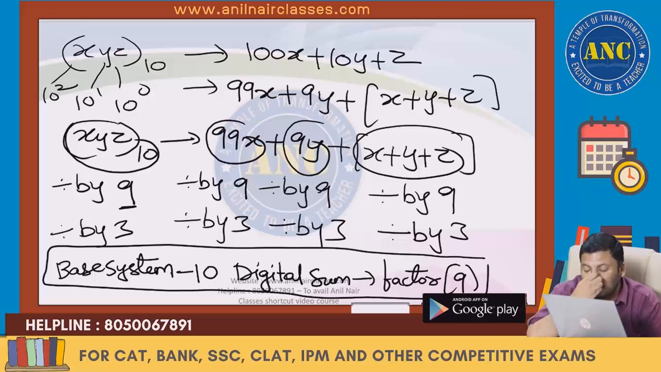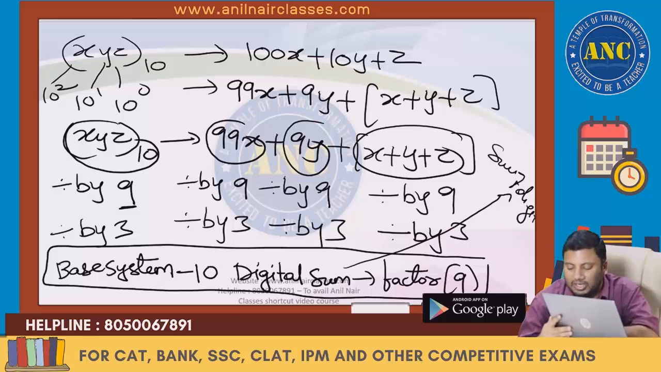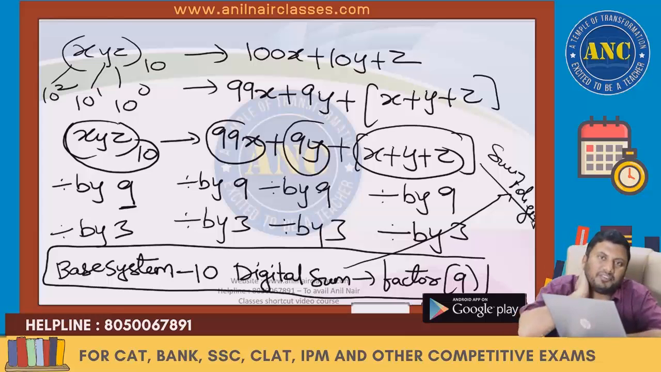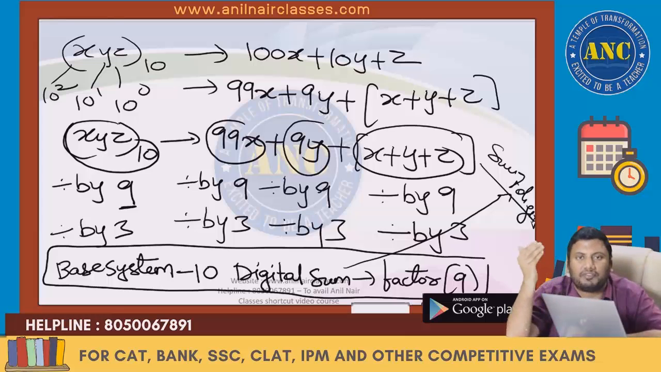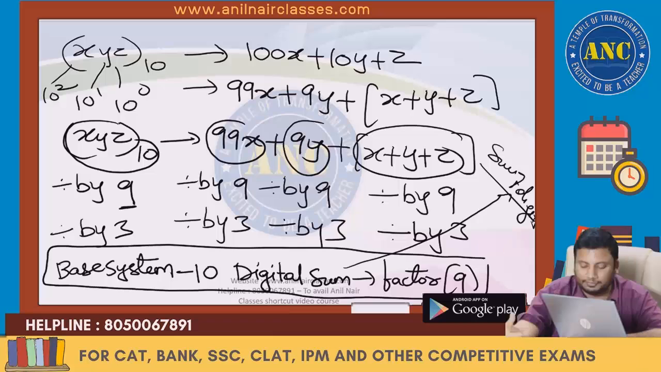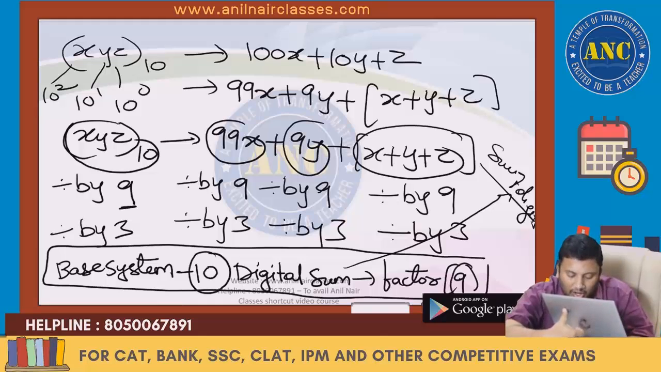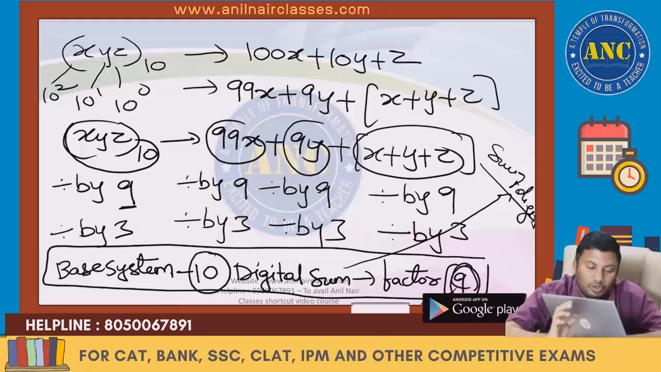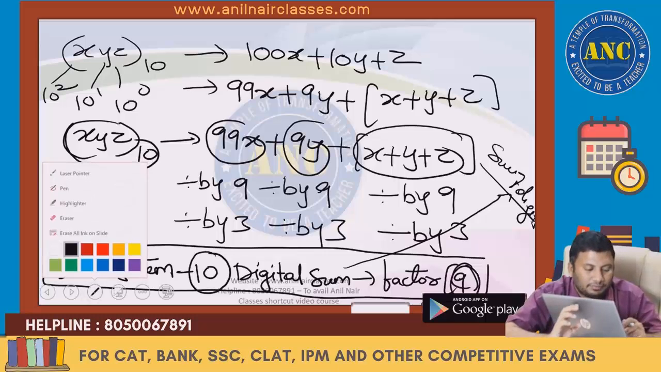What do you mean by digital sum here? Sum of the digits. The sum of the digits rule is also applied for the factors of 9. The factors of 9 are 1, 3 and 9. The 3 divisibility rule is the sum of the digits. The 9 divisibility rule is also the sum of the digits. This is not important to me. Something else is extremely important to me. In base system 10, I got 9, which is 10 minus 1. I will do one more example, then I will conclude. I hope this point is clear.